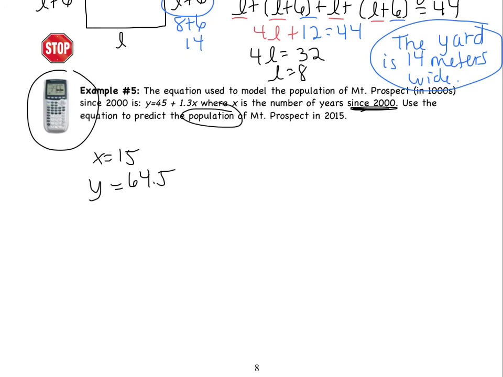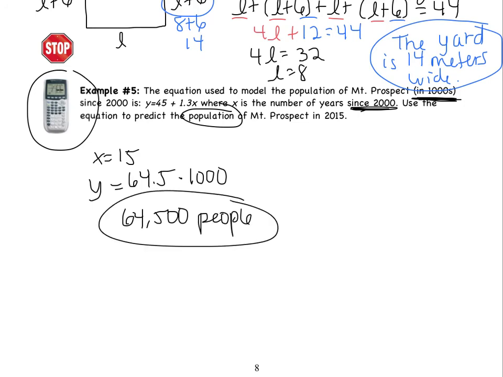So right now we need to think, does it make sense that the population of Mount Prospect is going to be 64.5 people? No. So hopefully you didn't say that. It says the equation is used to model the population in thousands. So it's 64.5 thousands. So when you multiply by 1,000, that gives 64,500 people. So that is our prediction for the population of Mount Prospect in 2015.